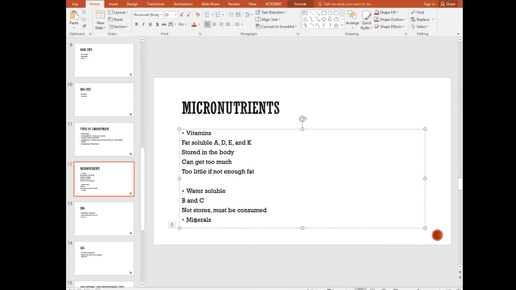Water-soluble micronutrients are B and C. They're not stored in the body and must be consumed. So there are diseases that result when you don't take enough of them in. An example would be scurvy, like when sailors way back when were crossing and didn't have enough vitamin C, they would get scurvy. Same thing with our minerals.